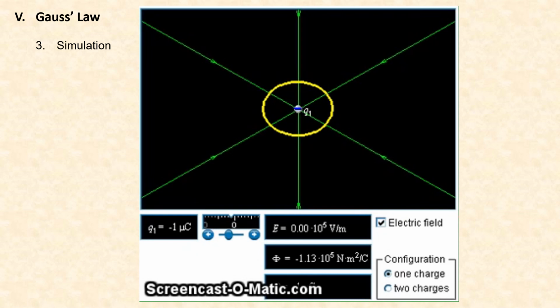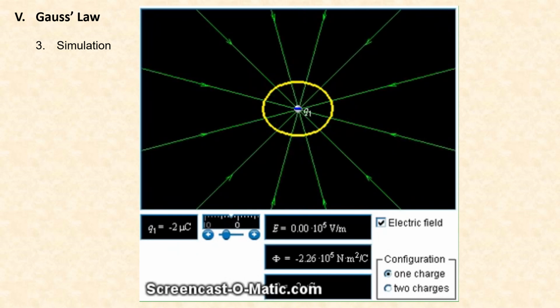Once again, if we double the charge enclosed, we go from minus 1 to minus 2 microcoulombs. We are going to double the flux through that surface. Once again, the flux being negative.